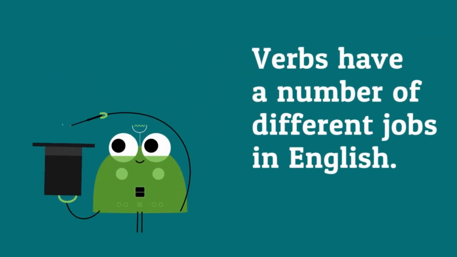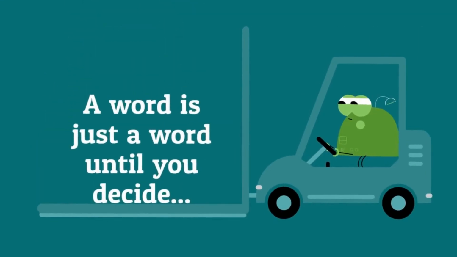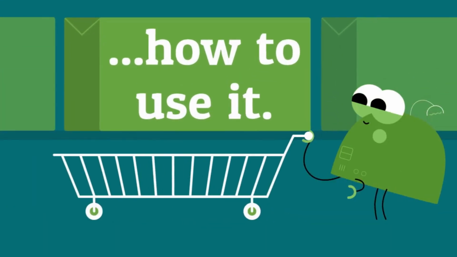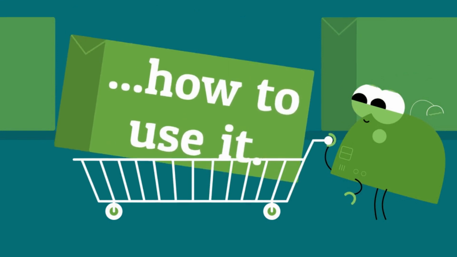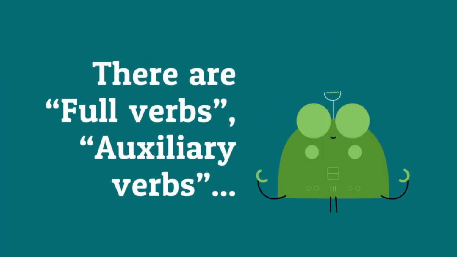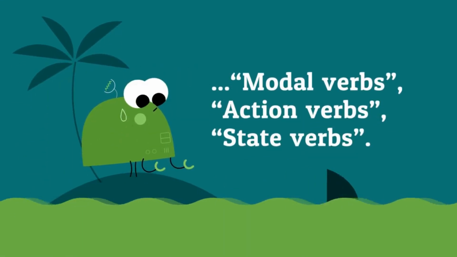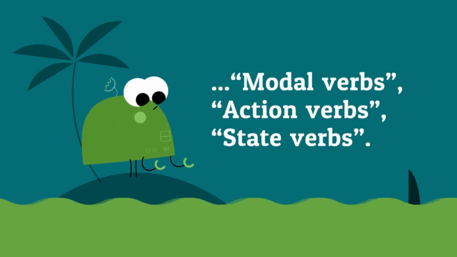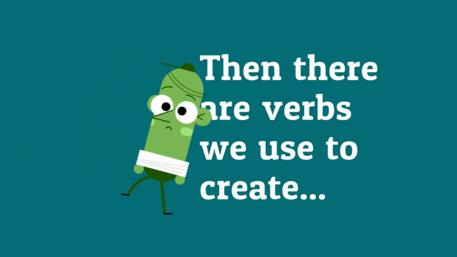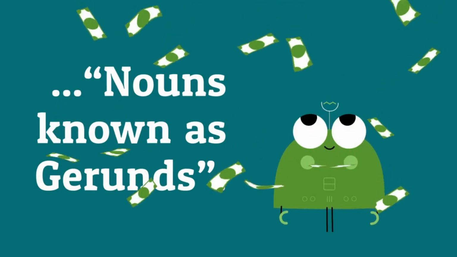Verbs have a number of different jobs in English. A word is just a word until you decide how to use it. There are full verbs, auxiliary verbs, modal verbs, action verbs, state verbs. Then there are verbs we use to create nouns known as gerunds.